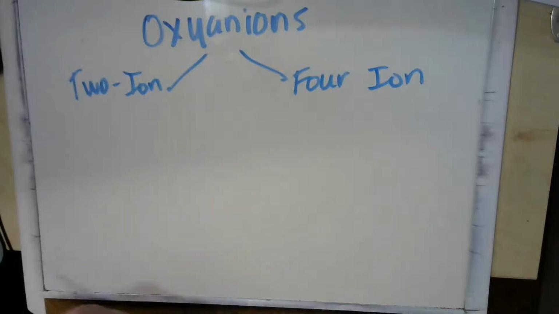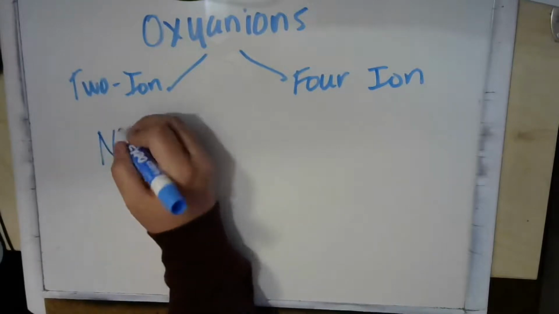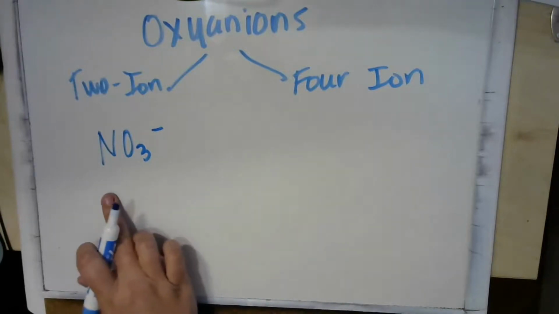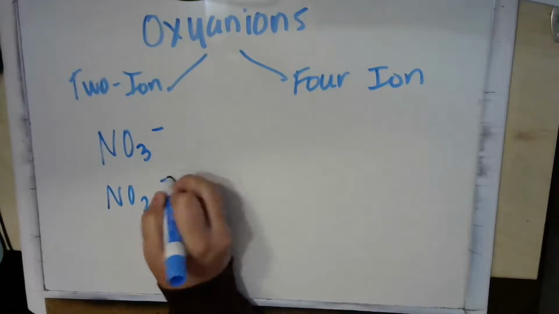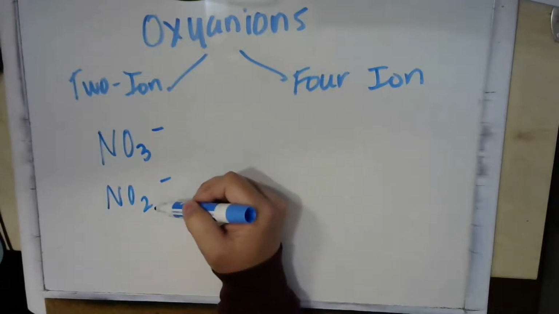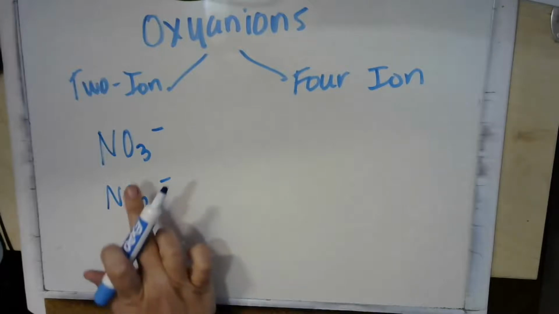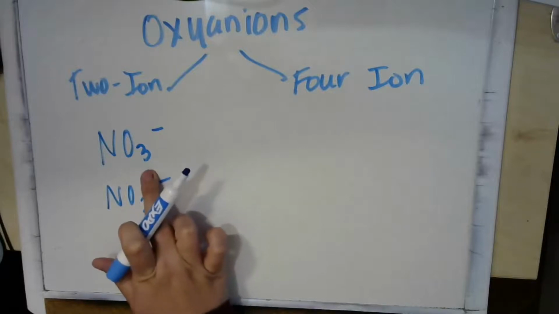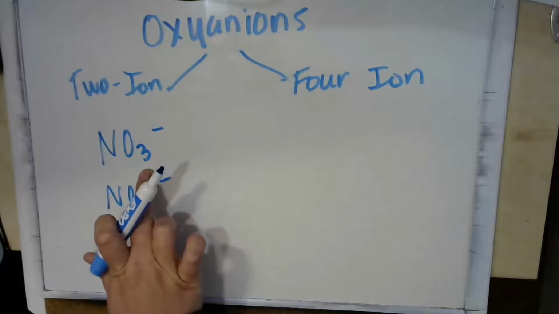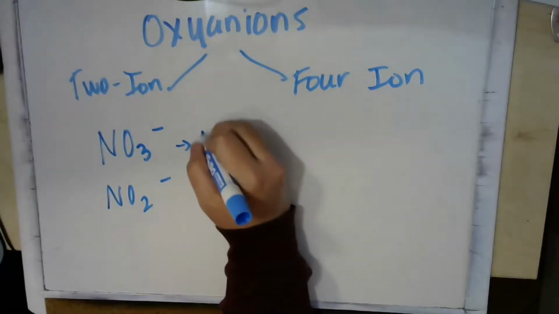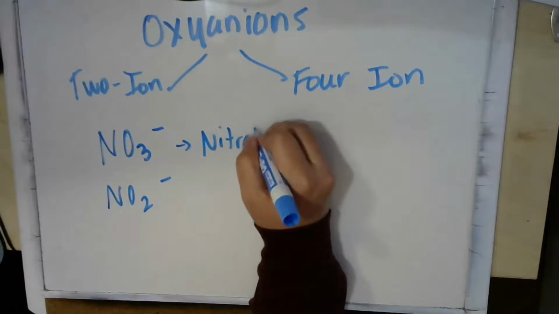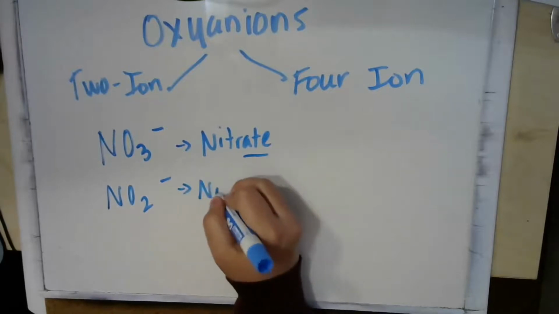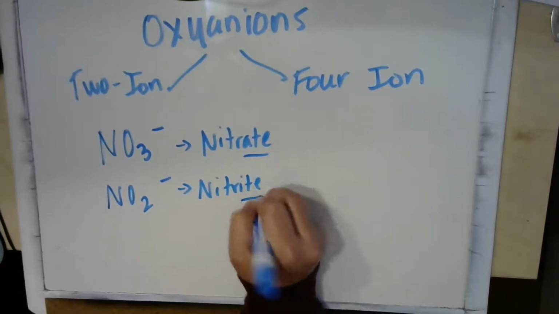All right, so our first example on the slide you're looking at is NO3 minus, and the other possible ion here is NO2 minus. So we have 3 oxygens and we have 2 oxygens. Okay, the component in the series that has more oxygens is going to have an ending that ends in ATE. So this polyatomic ion is called nitrate. The version with 1 less oxygen will have an ITE ending. So it's called nitrite.